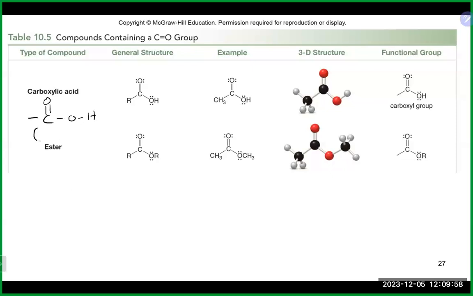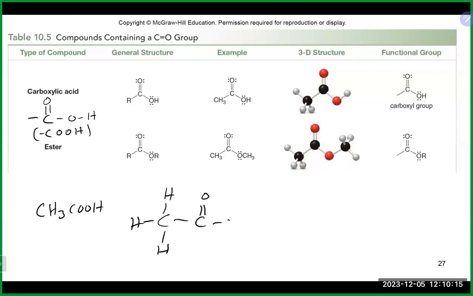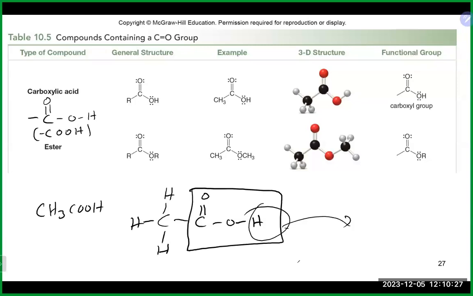Carboxylic acids have this as the functional group: carbon oxygen double bond and an OH. That oftentimes in formulas is written like this. We're very familiar with a carboxylic acid. It is our friend acetic acid. Yes, that is vinegar. So that is a carboxylic acid. It looks like this. And that is the acid part of it. That is the H that goes off when it becomes acetate and it releases it. But that is an organic functional group, the carboxylic acids.